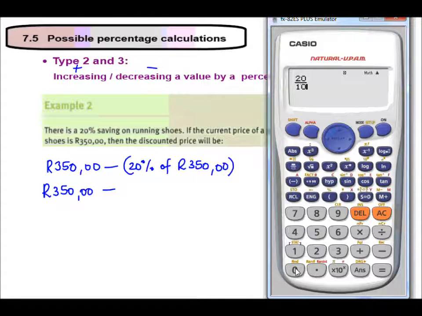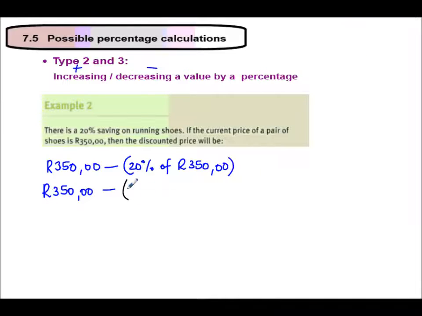20 out of 100 multiplied by 350 equals 70. Okay, so here we should have put 20%, 20 out of 100 times 350 Rand. When I did that calculation, this gave me 70 Rand.